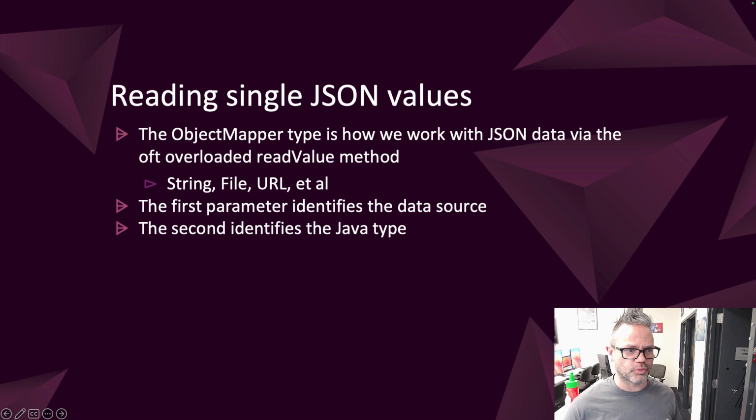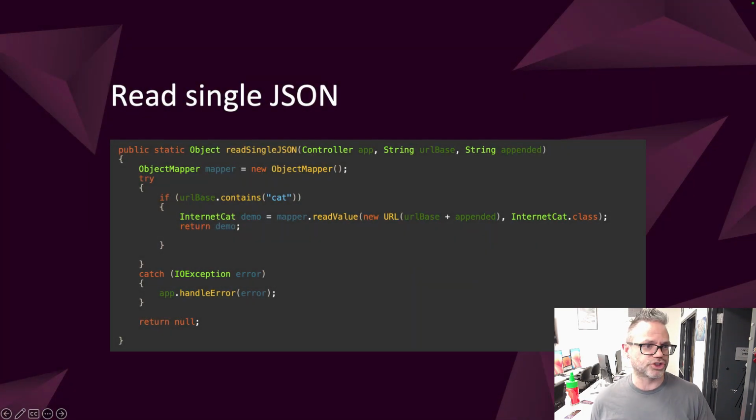The first parameter of the readValue method identifies the data source we're working with. And the second parameter identifies the Java data type that we're storing inside that, the Java type that we're wrangling from that JSON data. So here we have a read single JSON method in my IO controller class. I have my controller app, the base of the URL, and the append that I'm putting on that URL to get whatever custom information I want to grab.